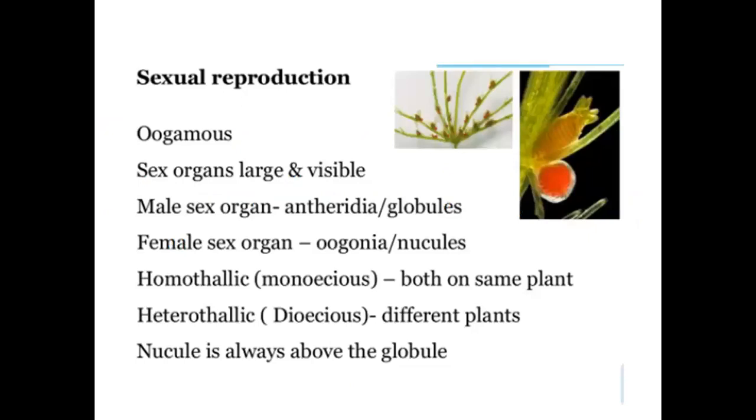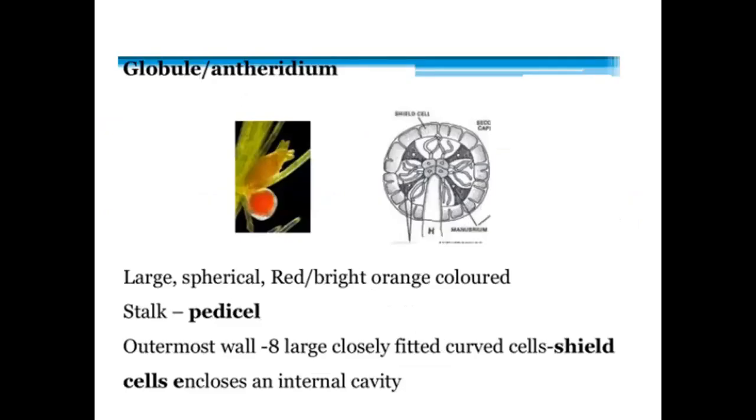You can see here, this is globule and this is nucleule, and sometimes the Chara will be homothallic or monoecious. That means both the sex organs are seen in the same plant, and sometimes it will be heterothallic or dioecious. That means the sex organs are seen in different plants. First we can study the globule or the antheridium.